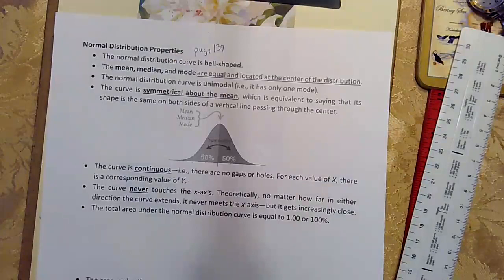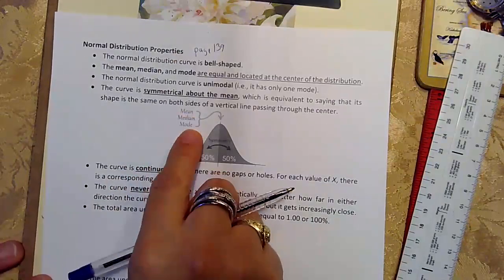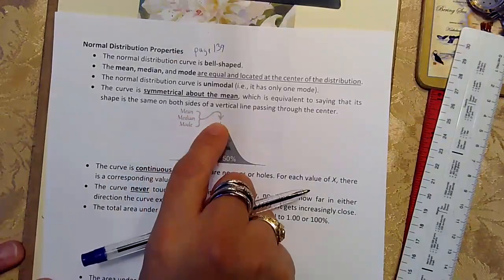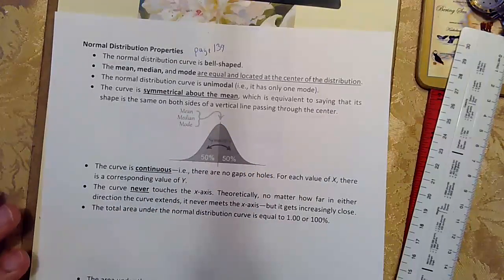So they have normal distribution properties. The normal distribution curve is bell-shaped. The mean, the median, and the mode are equal and located at the center of the distribution. That's why they have this written like that. So the three M's are the same when you have this bell-shaped distribution. So maybe all the means are 5, or maybe they're all 8. The normal distribution curve is unimodal, that has only one mode.